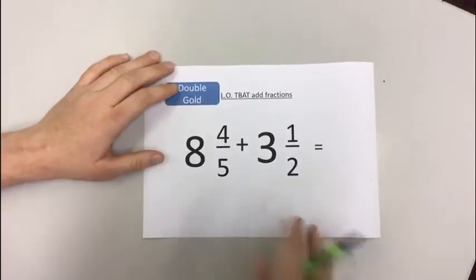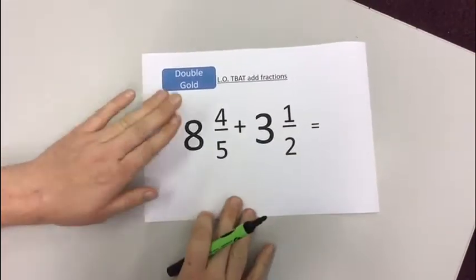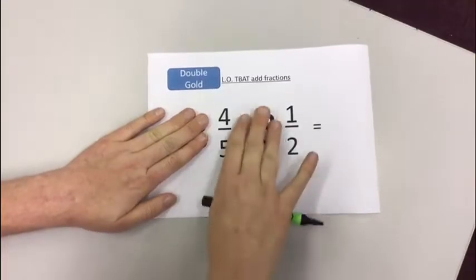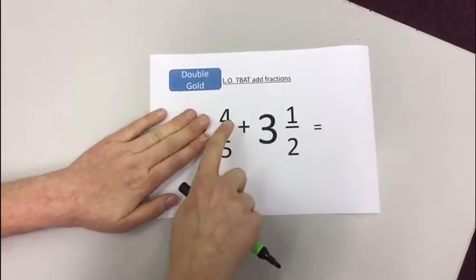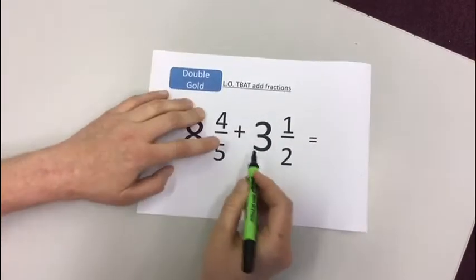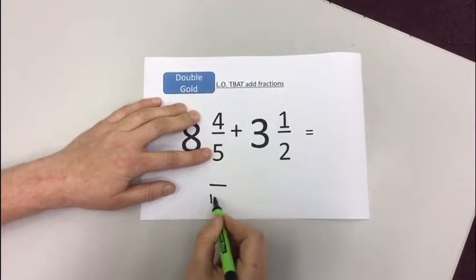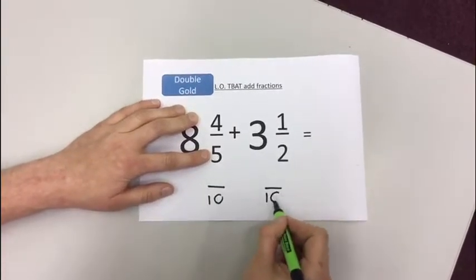So we're going to repeat this process for another double gold standard, a mixed number plus a mixed number. Now, just like before, I'm going to ignore the 8 wholes and the 3 wholes. So I'm just going to tackle 4/5 plus a half. In this case, my common denominator, 2 times 5 is 10. So I know these are going to both be tenths.